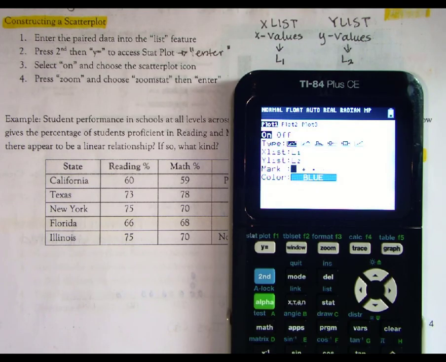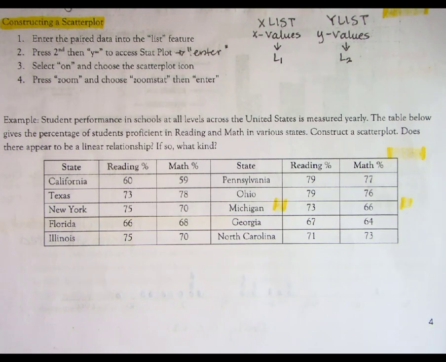Let's look at an example where student performance in schools at all levels across the United States are measured yearly. This table below gives the percentages of students proficient in reading and math in various states. We want to construct a scatterplot. Does the scatterplot show data that looks like it appears in a linear relationship?